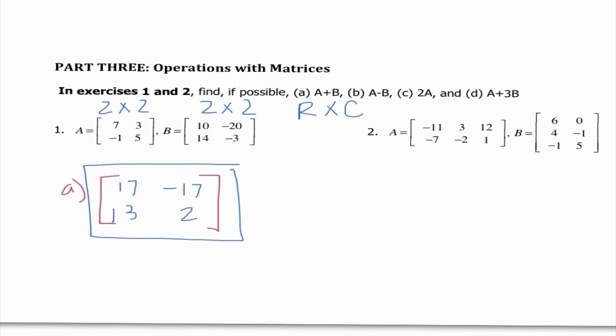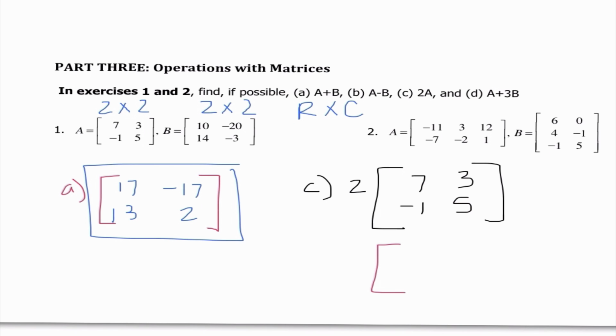I'm going to go ahead and focus on C. C tells us to do 2 times A. What this means when I'm doing a scalar value times a matrix is I'm distributing that 2 to everything. So I end up getting 14, negative 2, 6, and 10.